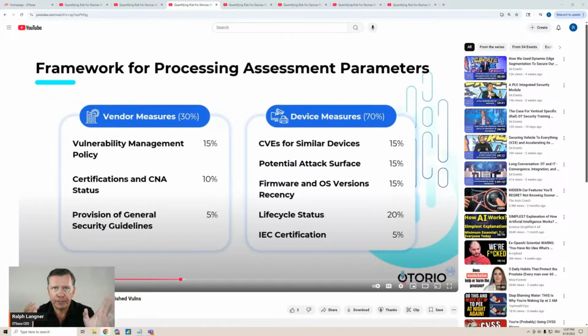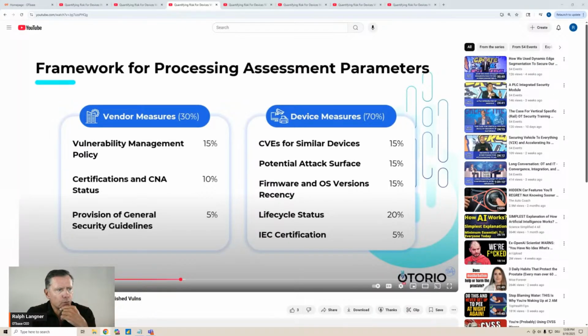On one hand, you have the vendor measures. On the other hand, you have device measures. I think this would probably be better called product measures, because they don't relate to a specific device, but to a certain product. And then these input parameters are assigned weights, and we will get to the assessments and the numeric values that are assigned here. But this already gives you an idea.